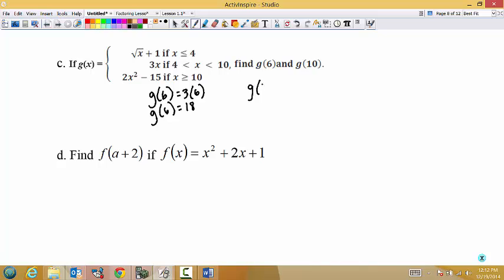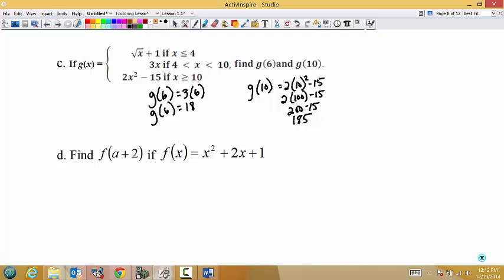Then we have g of 10. Well, where would 10 be? Would 10 be less than 4? Would 10 be between 4 and 10? Or would 10 be greater than or equal to 10? Well, it would be the third one. So we would say 2 times 10 squared minus 15. 2 times 100 minus 15. 200 minus 15, 185. Now, D is f of a plus 2.